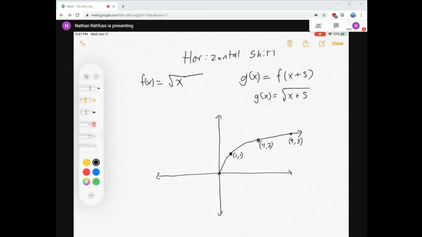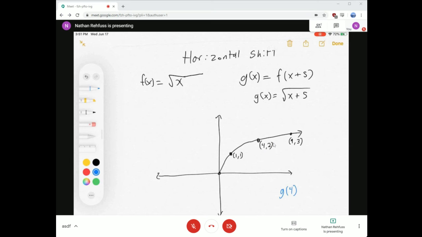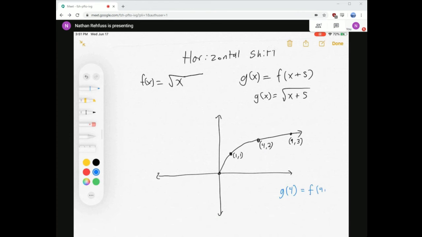So g of x is the square root of x plus 5. So what happens if I take g of 9? Or what happens if I take g of 4? Let's take g of 4 here. So when I plugged 4 into f, I got 2. But when I plug 4 into g, something else happens. g of 4 is the same as f of 4 plus 5. So it's the same as f of 9. g of 4 is the square root of 4 plus 5, which is the square root of 9, which is 3. So g of 4 is 3.